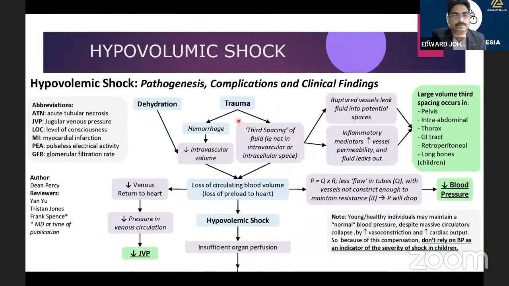What is the pathogenesis of hypovolemic shock? There is dehydration due to loss of blood, body fluids or plasma that leads to intravascular volume depletion. So circulating blood volume is reduced, your venous return is reduced, the pressure in the venous circulation is reduced, so your JVP is reduced. Remember the pressure is the product of Q and R: Q is flow, R is the resistance. Here the flow is reduced because of the reduced blood volume, so the compensation is that the resistance R is increased in order to keep the pressure constant.